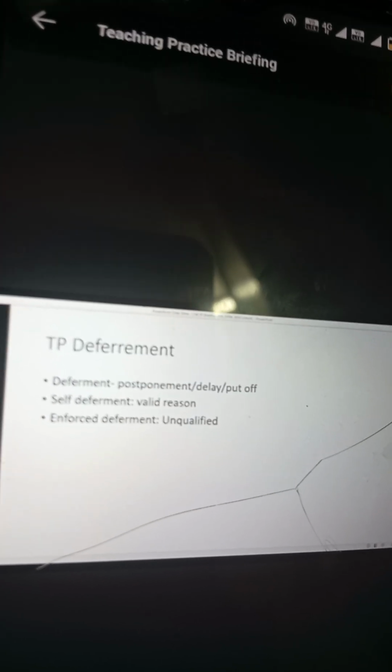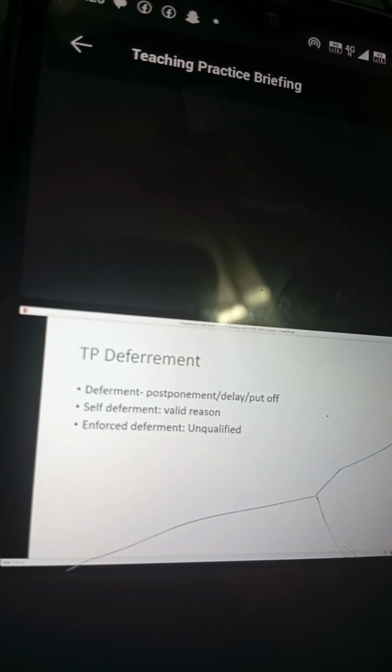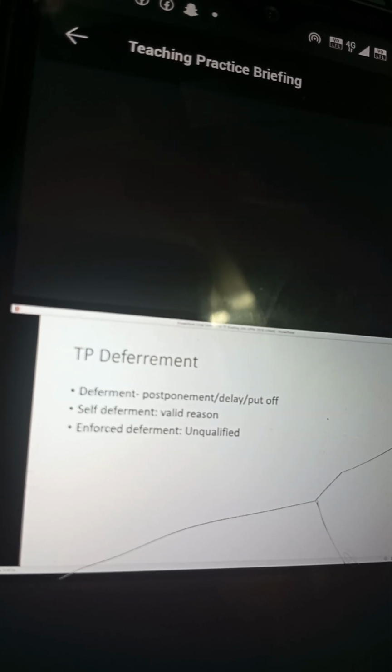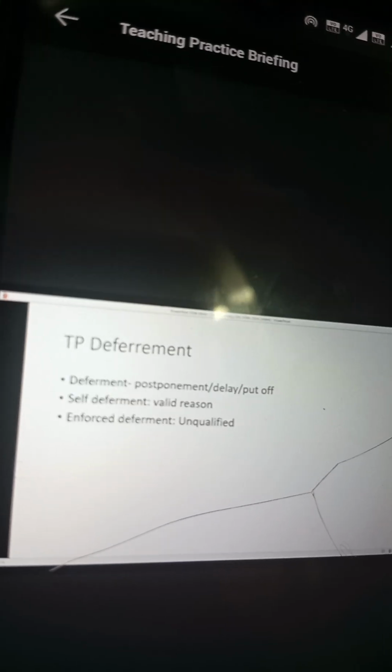TP deferment. To defer means to postpone, delay, put off TP. In case you feel you'll not be going for TP in January, then you are allowed to postpone your TP. You delay it, you defer it, you put it off to another time.